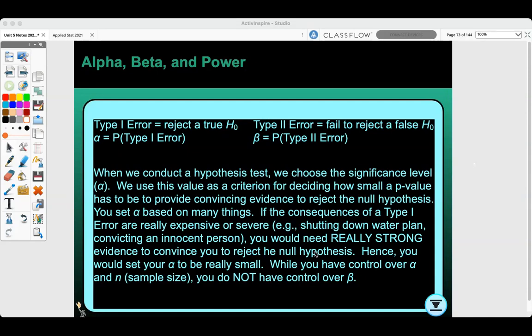A type 2 error is when you fail to reject a false null hypothesis. Beta is the probability of a type 2 error, and this is also known as a false negative.